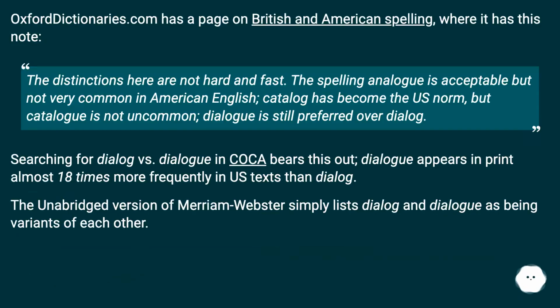OxfordDictionaries.com has a page on British and American spelling, where it has this note: the distinctions here are not hard and fast. The spelling analog is acceptable but not very common in American English. Catalog has become the norm, but catalogue is not uncommon. Dialogue is still preferred over dialog. Searching for dialogue versus dialog in COCA bears this out. Dialogue appears in print almost 18 times more frequently as texts than dialog. The unabridged version of Merriam-Webster simply lists dialogue and dialog as being variants of each other.